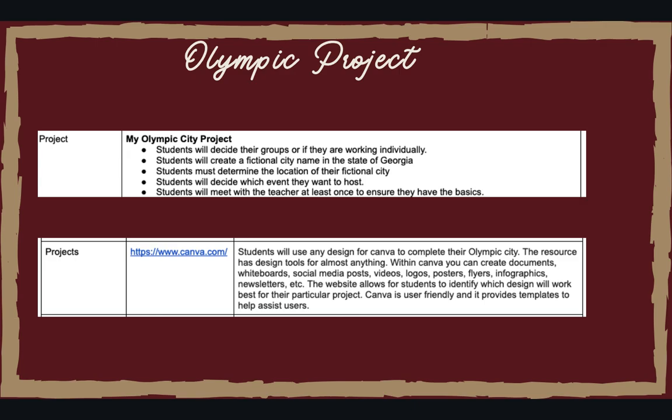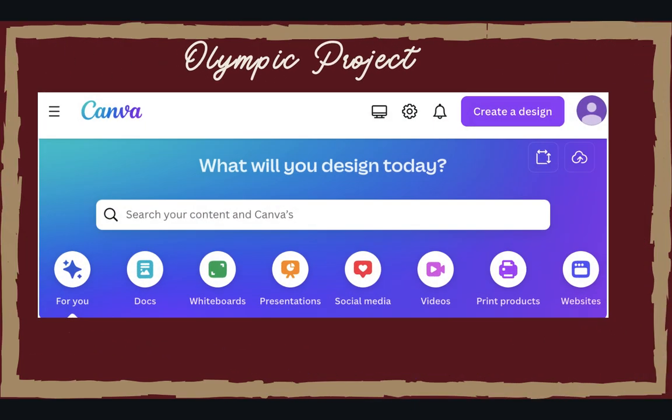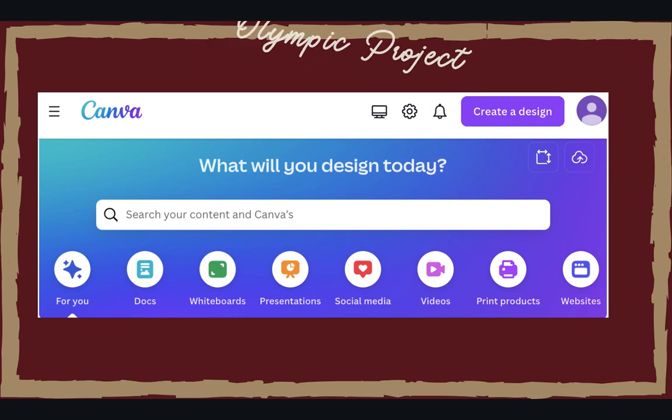Students will use Canva to design an Olympic city. The Olympic city will be used for the 1996 Olympics. A student must choose a sport that their city will host. Canva was chosen because it has many different options for students to show competency. Students use docs, whiteboard presentations, social media, videos, or print out things, or create their own website.